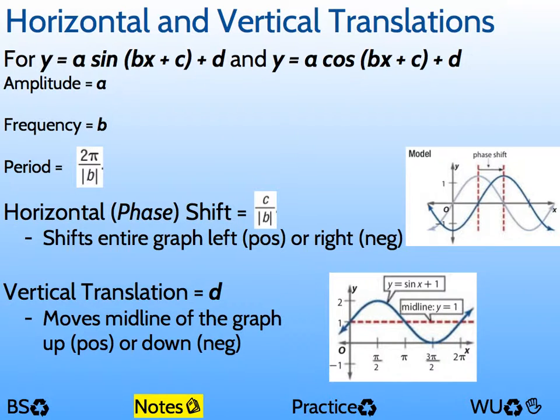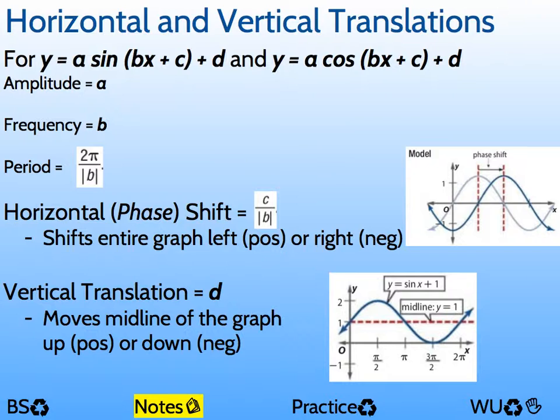Now we're going to consider a few more variables in our sine and cosine graphs. So, originally we know that A is the amplitude, the B value next to the x is the frequency, and using the B value we can find the period by doing 2 pi divided by the absolute value of B. Now, there's a thing called a horizontal shift, also called a phase shift, which moves the graph either left or right. And that is determined by the C value. So specifically, you take C over the absolute value of B.